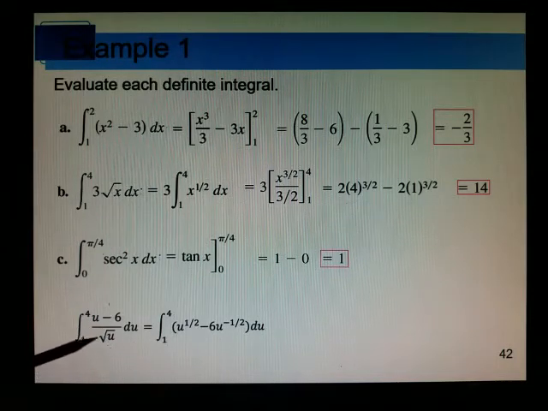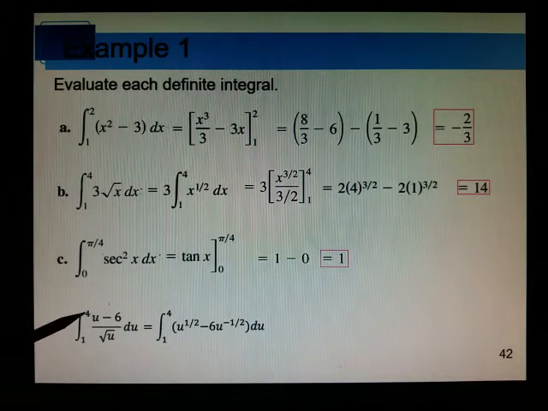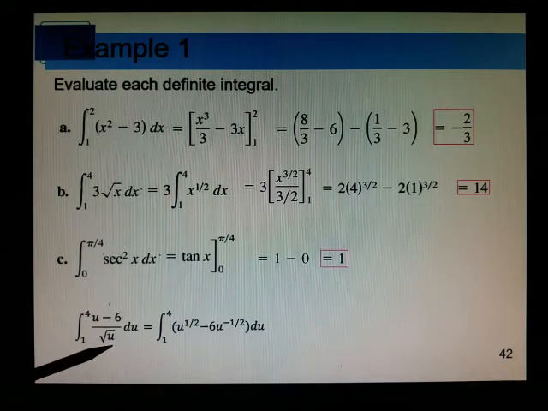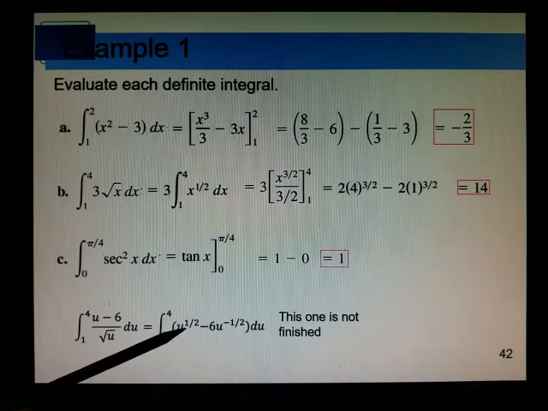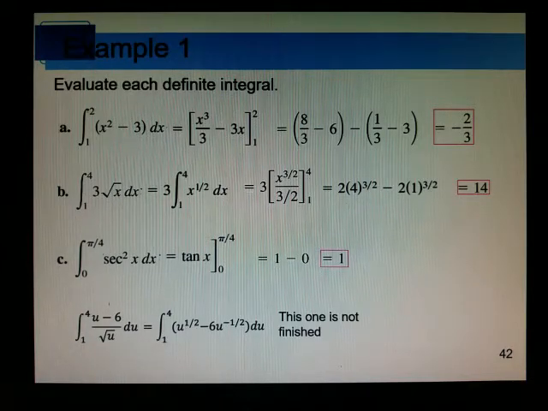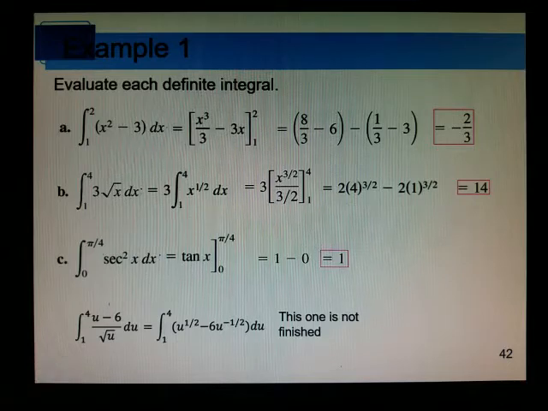Again, if the denominator is a monomial and the numerator is some sort of a polynomial, you want to take each term over that denominator and do a rewrite. So I've done my rewrite. Now I integrate. I add 1 to this, that would be 3/2. And then I would divide by the 3/2, which means multiply by 2/3.